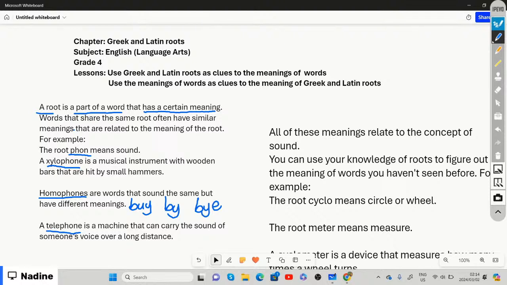So basically, all of these meanings relate to the concept of sound, right? And you can use your knowledge of roots to figure out the meaning of words that haven't been seen before.